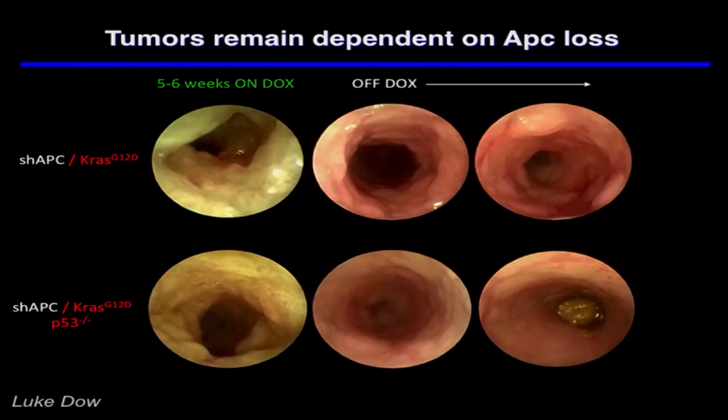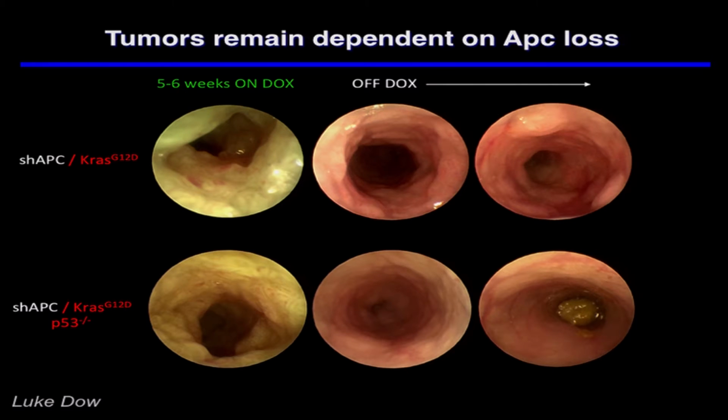But the key question is, in these settings, where it's true malignancy, and I should point out, I don't have time to show it, if we transplant these cells into recipient mice, they're highly malignant metastatic colorectal carcinoma. So this is the real deal. And when we turn on APC in the system, you can see in a matter of a few weeks, these dramatic regressions.